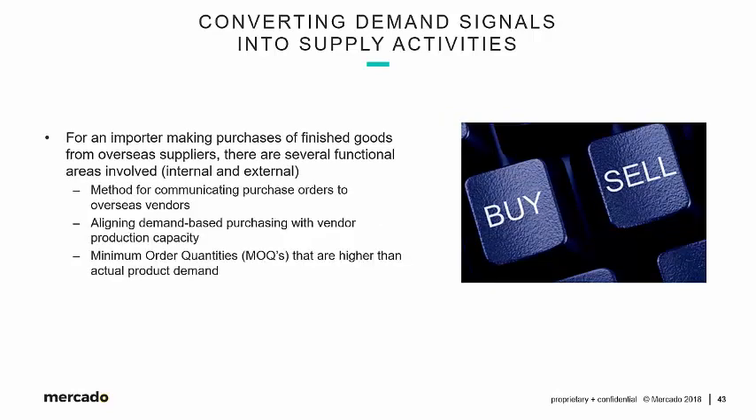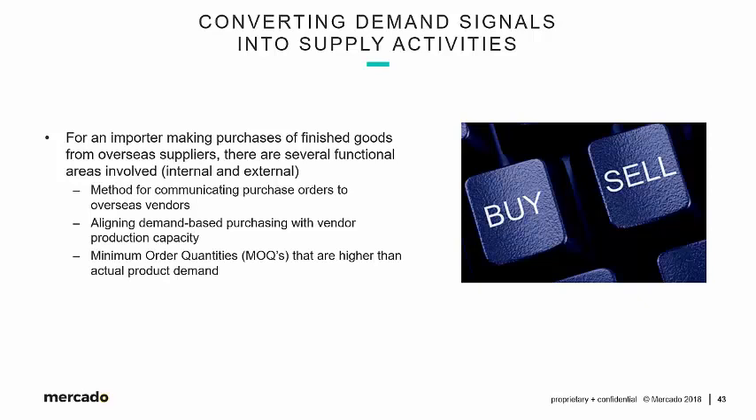Some other functional areas involved, both internal and external. What is the method for communicating these purchase orders to overseas vendors? Do we as the importer place orders via email, using an Excel spreadsheet attachment? That goes on a lot, even in the 21st century. Do we use a cloud-based purchase order management system that allows us to send POs electronically to our vendors? What's the method? It has to be defined ahead of time.